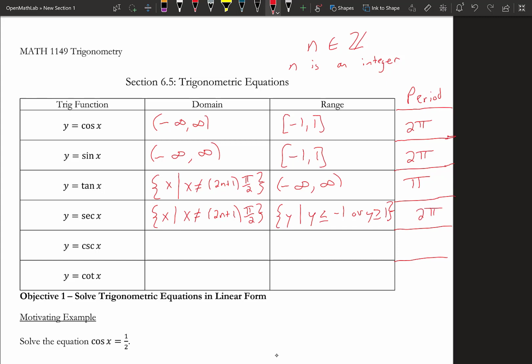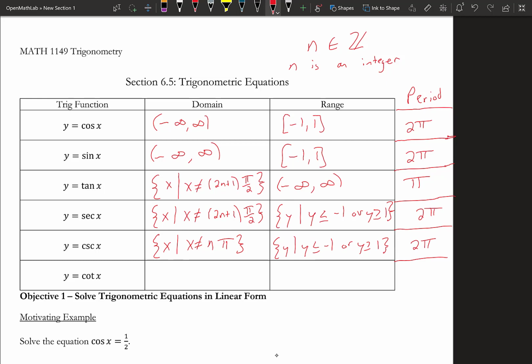And then cosecant, we can't have multiples of pi in this case, right? So we would have any x such that x is not equal to n times pi. And the range is the same as secant, right? So that would be the set of any y such that y is less than or equal to negative 1, or y is greater than or equal to 1. And the period for cosecant is 2 pi.